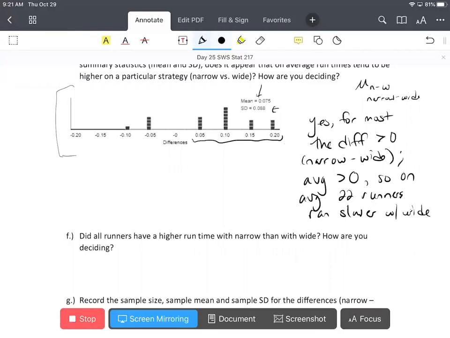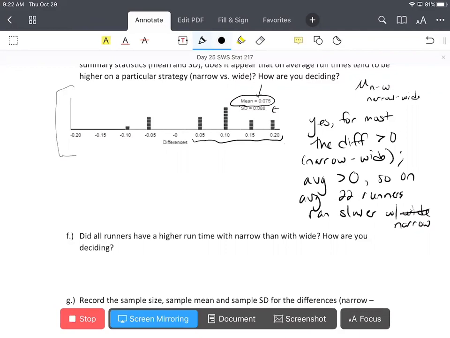So yes, for most, the difference is greater than 0, as we see looking at this difference at this dot plot. And remember, we're doing narrow minus wide. On average, so looking, remember, average or mean, it's greater than 0. So on average, the 22 runners ran slower with the, why did I write wide? I should have written, excuse me, narrow. Now, did all runners have a higher run time with narrow than wide? And how are you deciding?